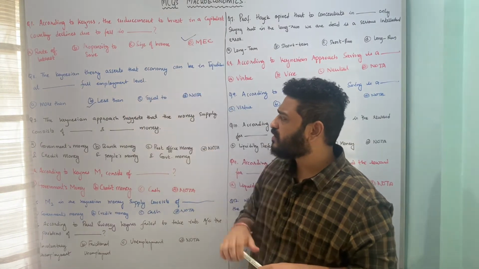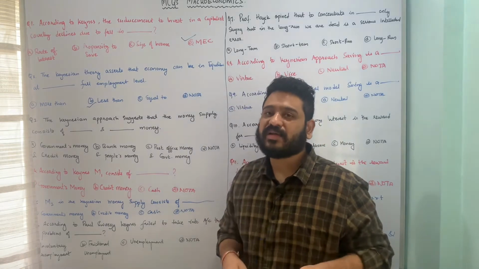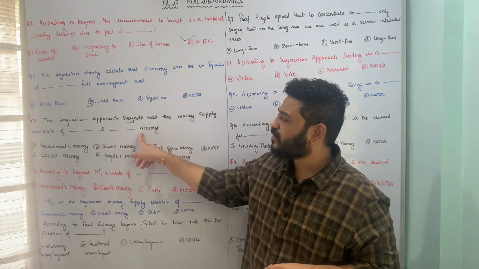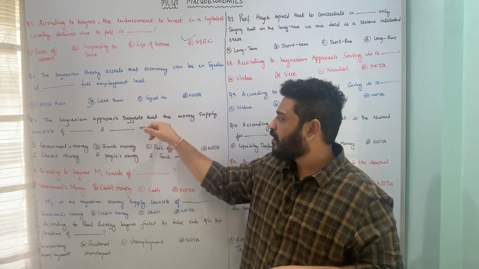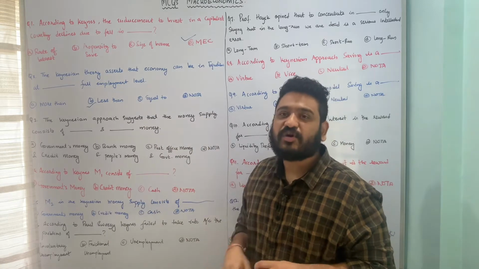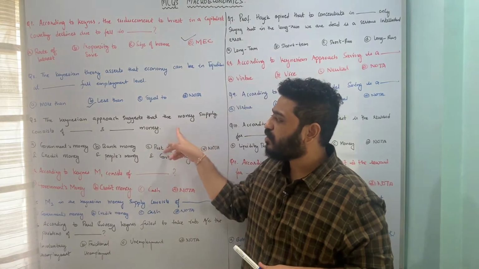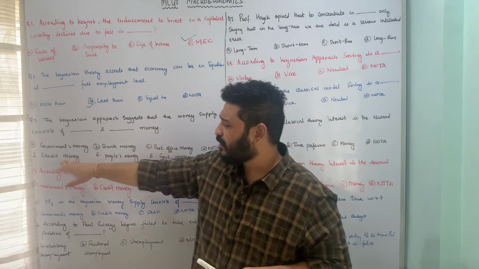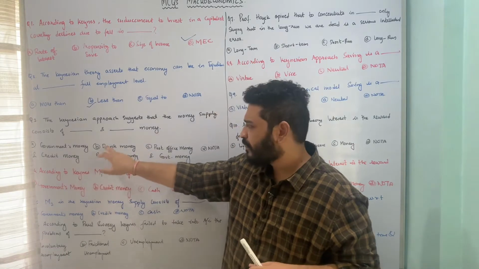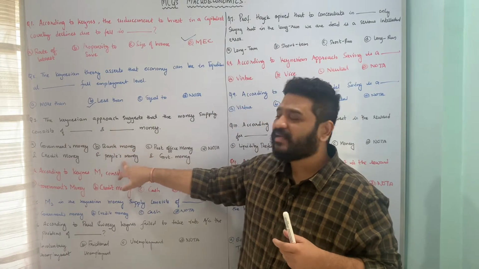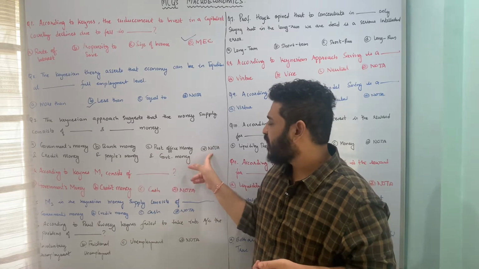Let us now move to the next, which talks about the concept of money supply according to the Keynesian approach per se. And the question is framed in this fashion: the Keynesian approach suggests that the money supply consists of dash and dash money. The first option is government's money and credit money. Second is bank money and people's money. Third is post office money and government's money. Last is none of the above.